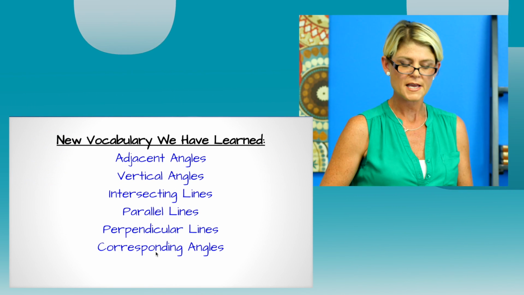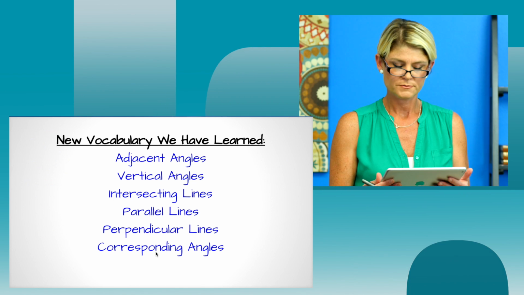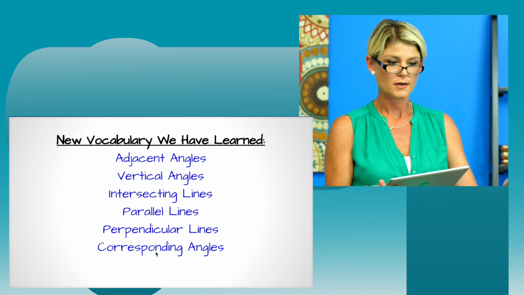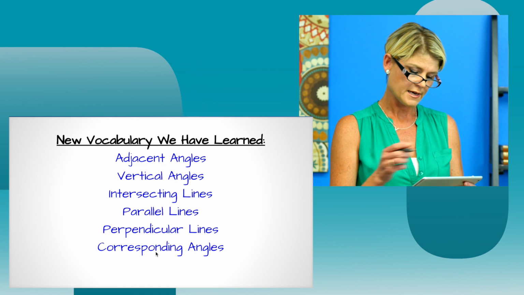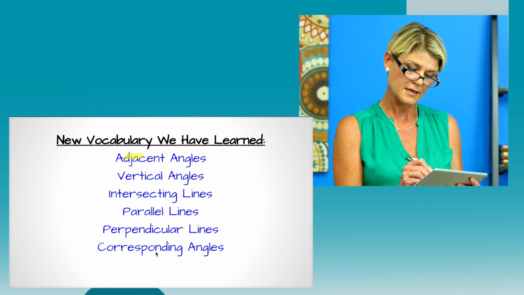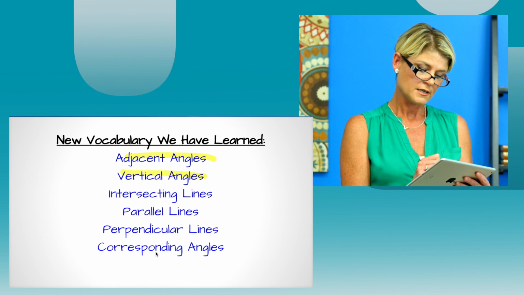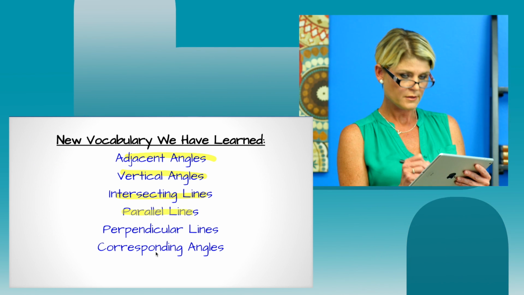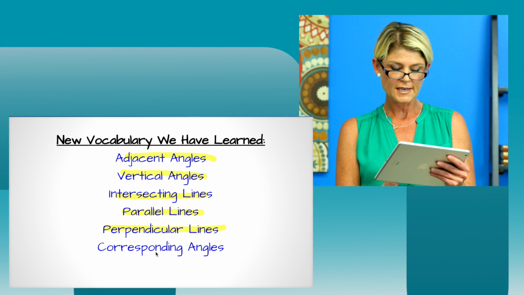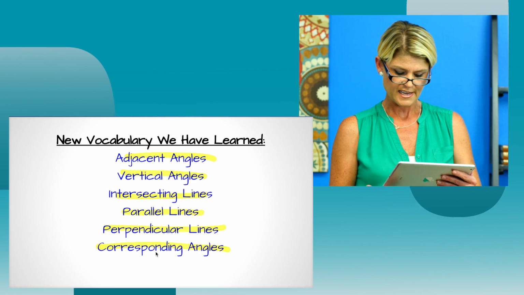All right, let's take a quick recap of all the new awesome geometry words that you've learned today. We have talked about adjacent angles, vertical angles, intersecting lines, parallel lines, perpendicular lines, and corresponding angles.